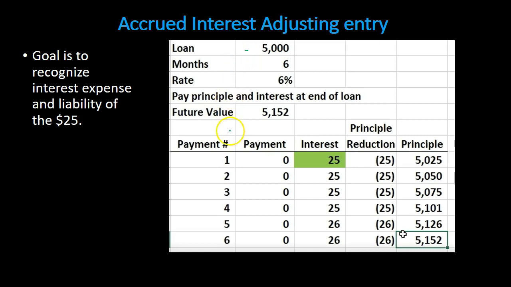And we're saying that the payment of the $25 interest, which will not be paid until the end of the loan, has accrued, meaning we have incurred it. We've been using the $5,000 loan for a month and therefore owe the interest at the end of this time period and need to record the expense and related liability for that. I know this is a small amount, but this will give us the principle of the concept.